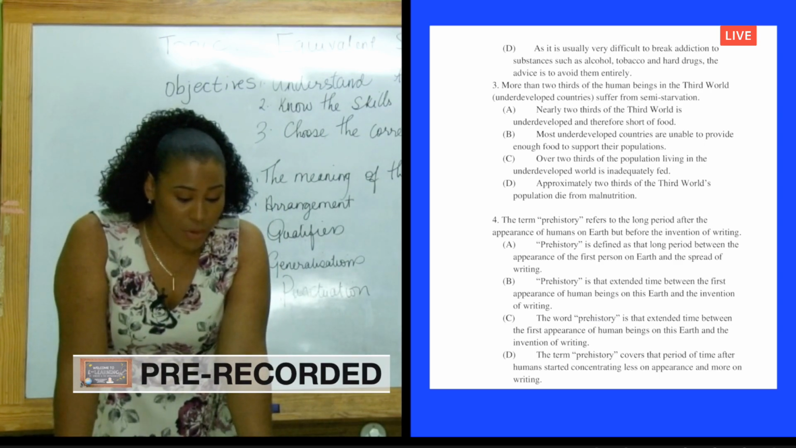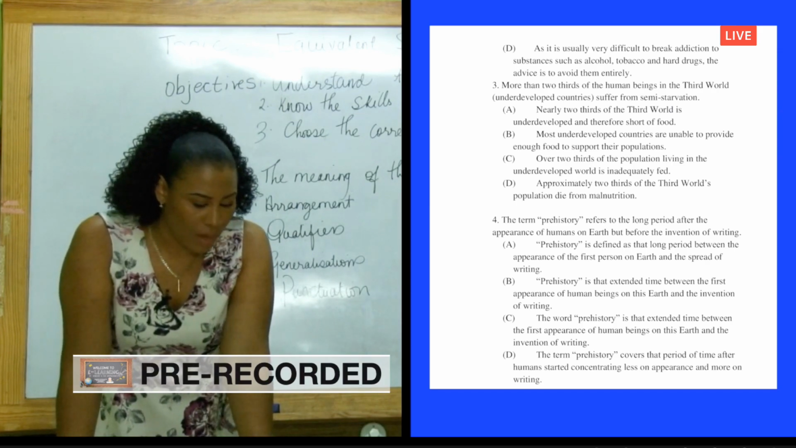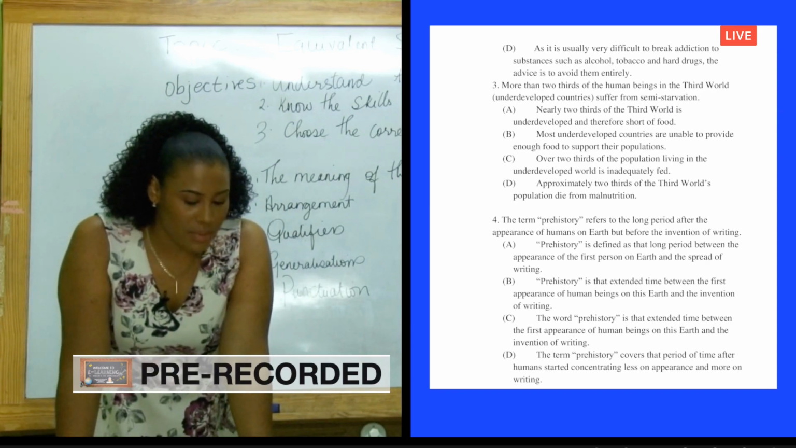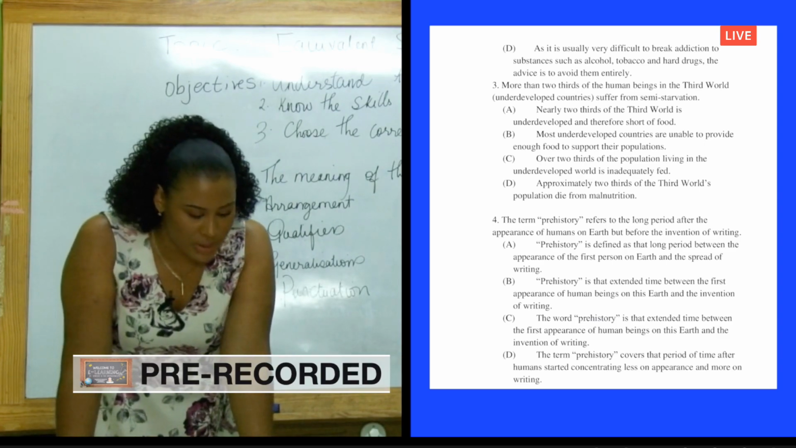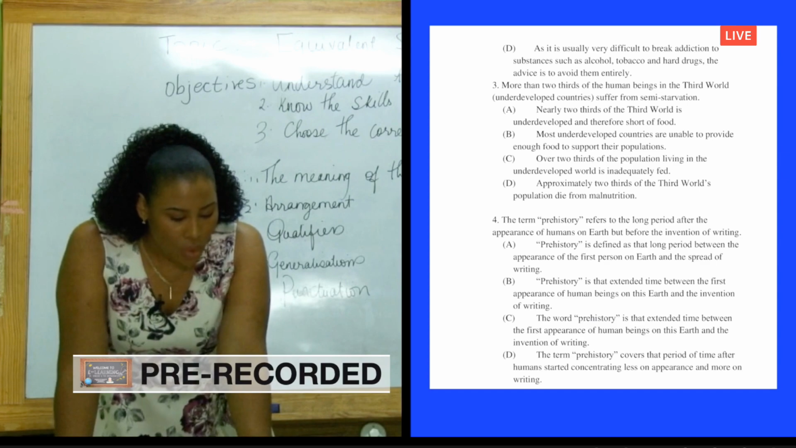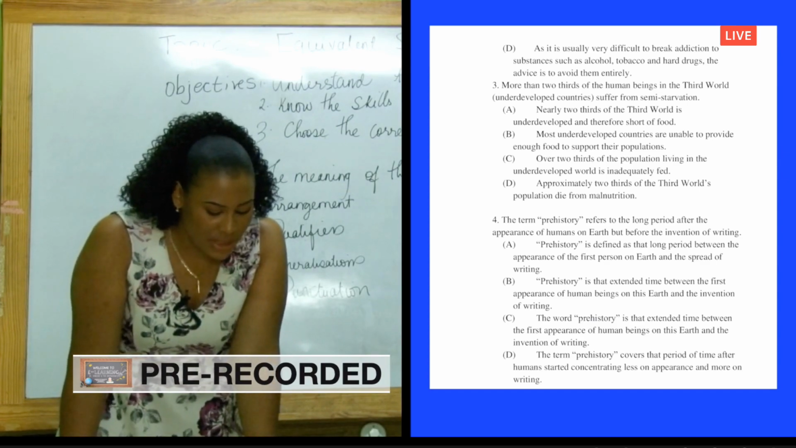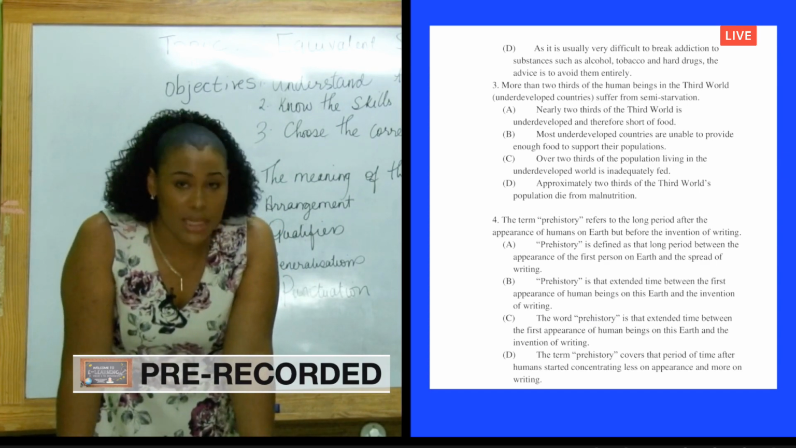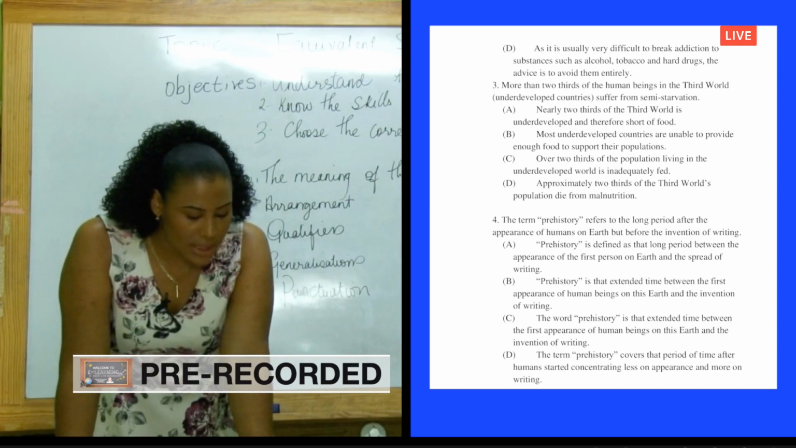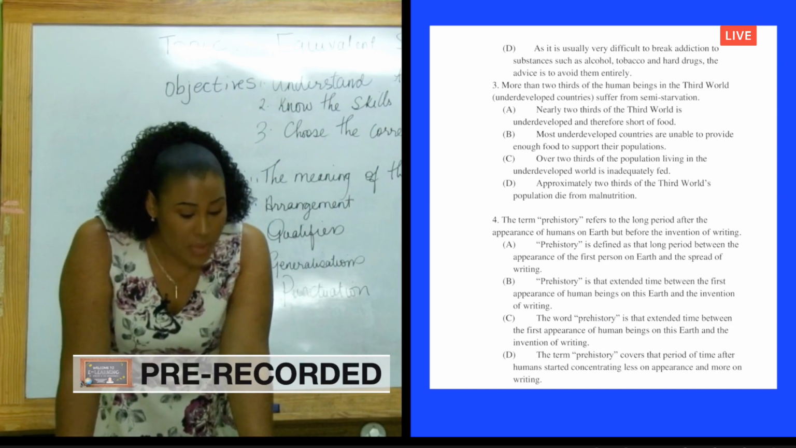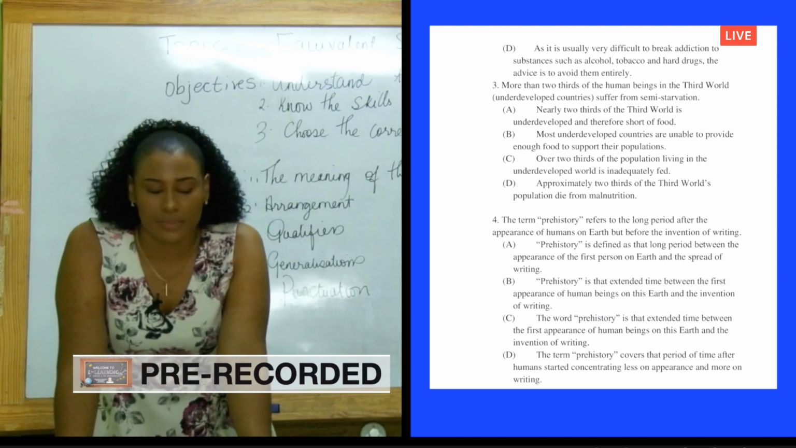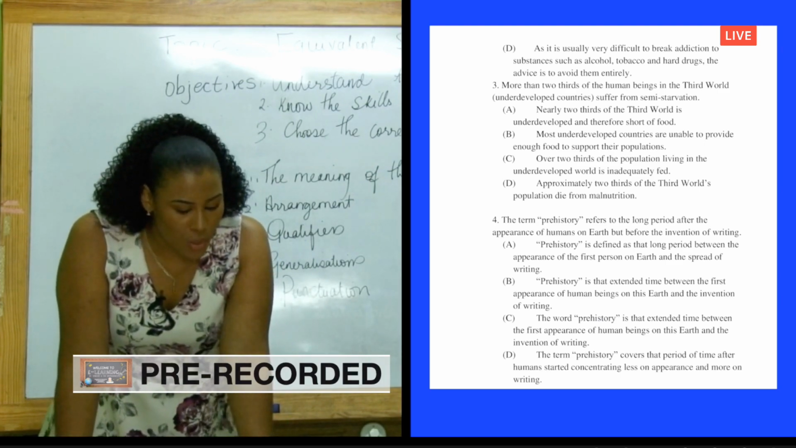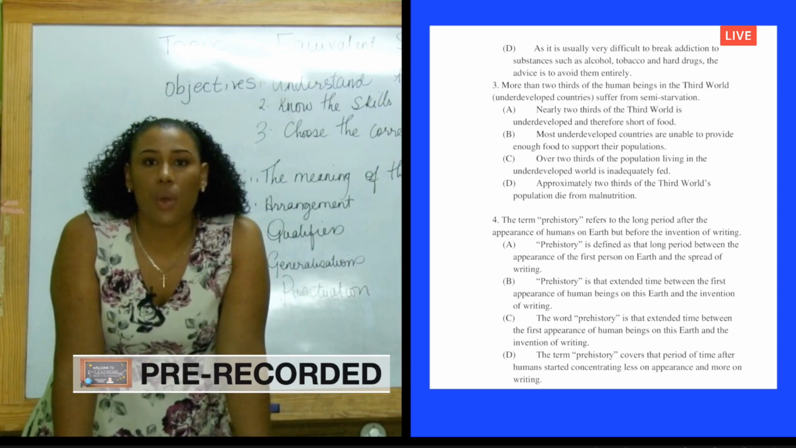The option A reads, nearly 2/3 of the world is underdeveloped and therefore short of food. B, most underdeveloped countries are unable to provide enough food to support their populations. C, over 2/3 of the population living in the underdeveloped world is inadequately fed. D, approximately 2/3 of the third world's population dies from malnutrition.